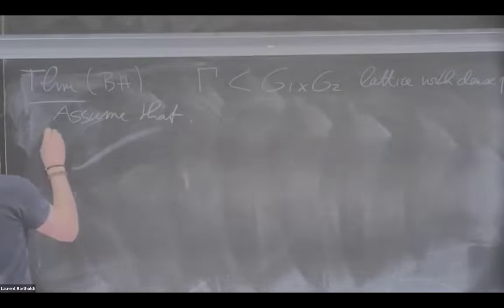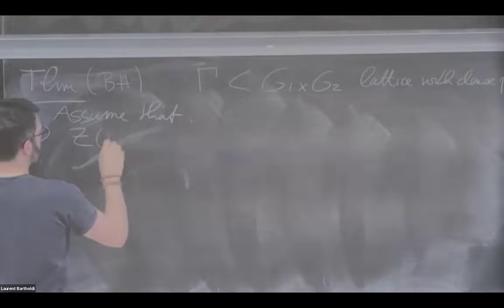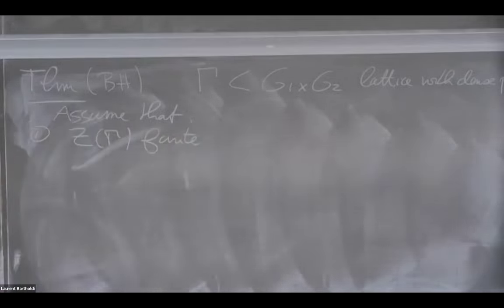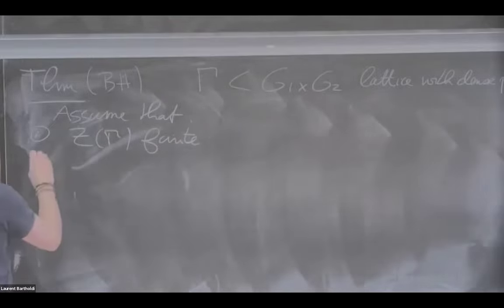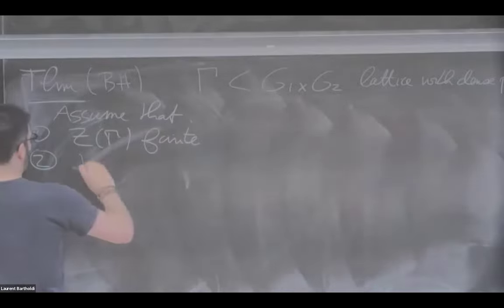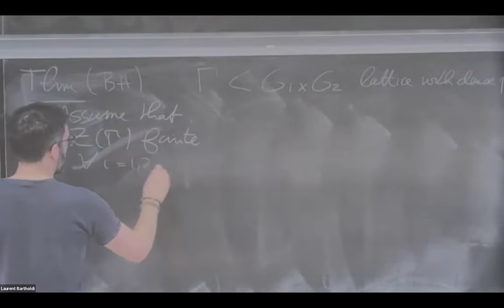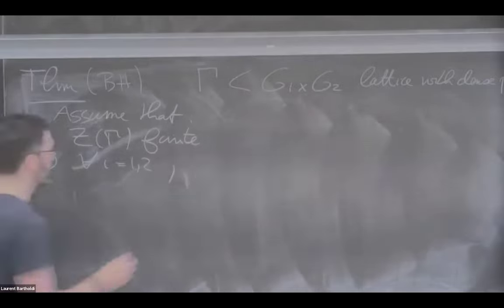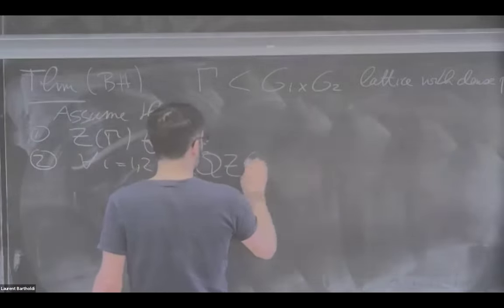I need some extra assumptions compared to the Bader-Shalom. So first of all, I want the center of the lattice to be finite. This strictly is okay. No classical examples. I want that for every i equals one or two, my group G_i to be well behaved, so that I want the quasi-center to be equal to the center.